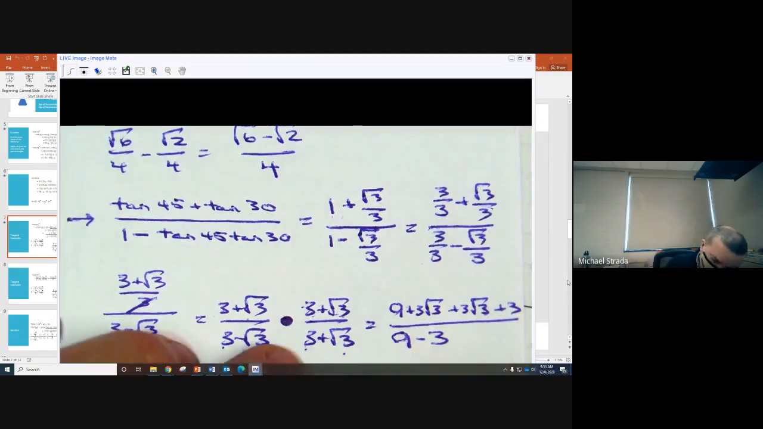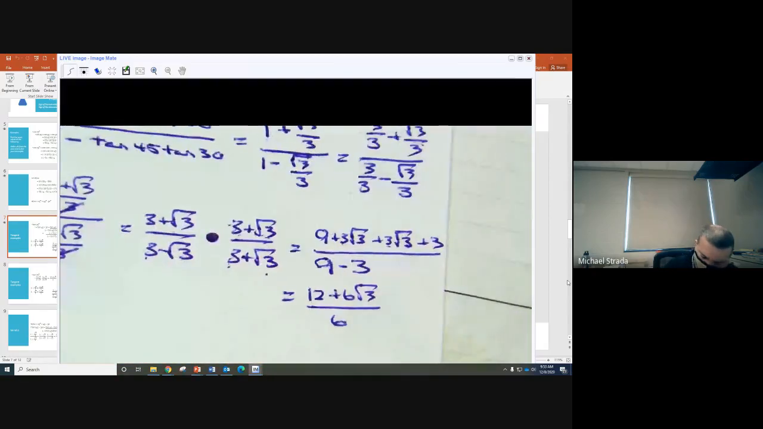Now I collect like terms. 9 plus 3 is 12. 3 plus 3 is 6. I got 12 plus 6 root 3 over 6. And then the last thing you check is, does that go into those? Which it does. So my final answer would be 2 plus root 3.